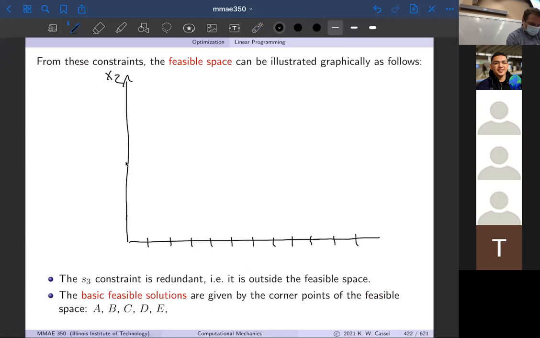10, 11. And then here, I'm going to go up to 10. So this is 0, 0. So 1, 2, 3, 4, 5, 6, 7, 8, 9, 10. Okay. So we can draw it because we only have 2 design variables. If n is more than 2, then I can't draw it. But if n is 2, then I can draw it. All right, so let's walk through.